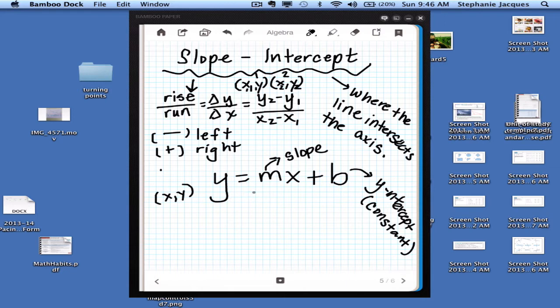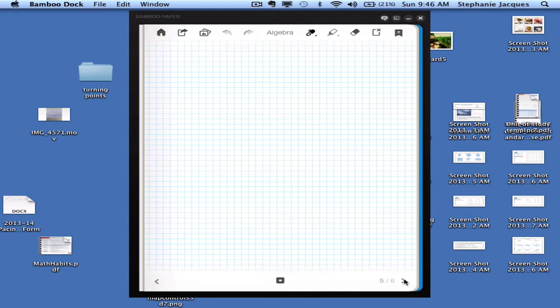And let's look at a few equations to see how we graph those. And I'm going to turn the page on my notes. You don't have to on yours. Alright, let me give you an example of an equation. So we have y equals 2x plus 3.